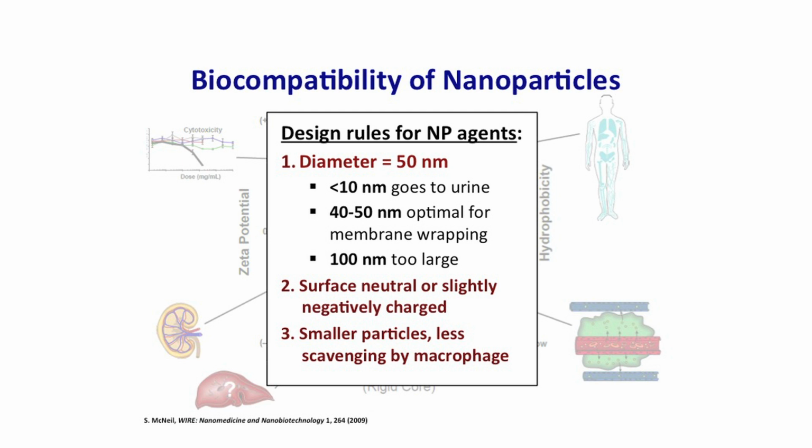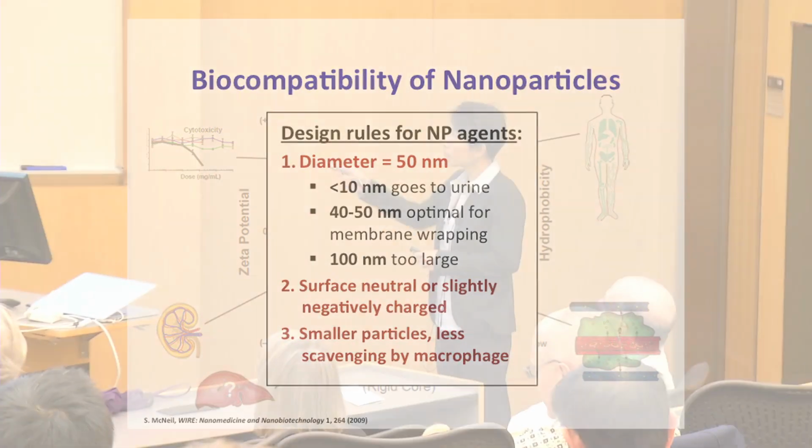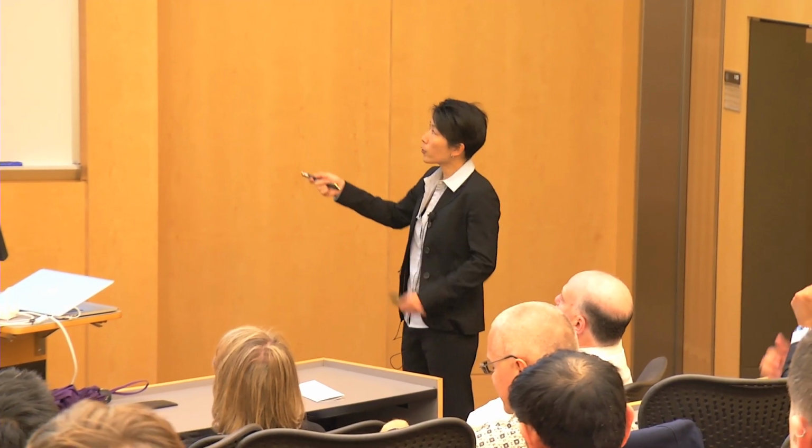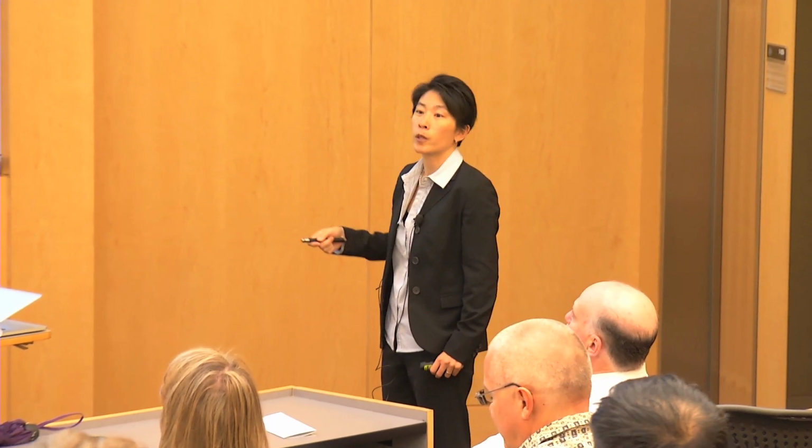Secondly, you want the surface to be neutral or slightly negatively charged, so you don't introduce any unwanted opsonization effects. And if you have to choose between larger and smaller particles, the smaller particles are a little bit better, so they're just not scavenged by all the macrophages. So these are some of the design rules that have come up that have informed different types of materials that are currently being tested.